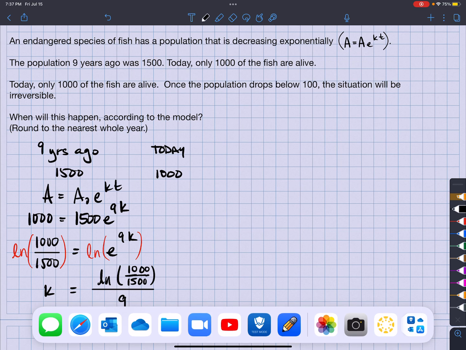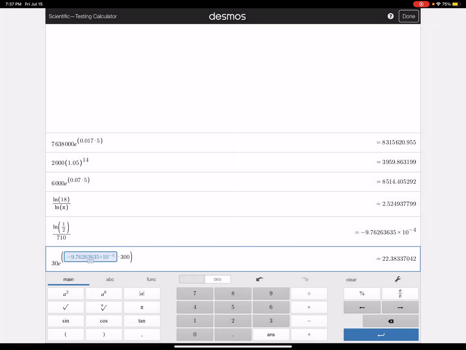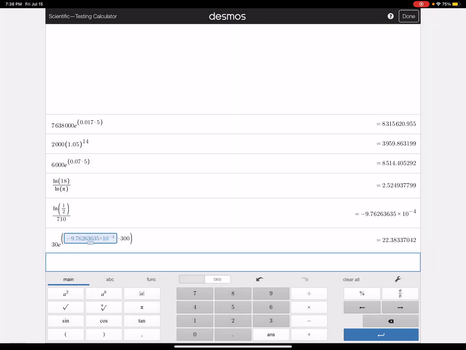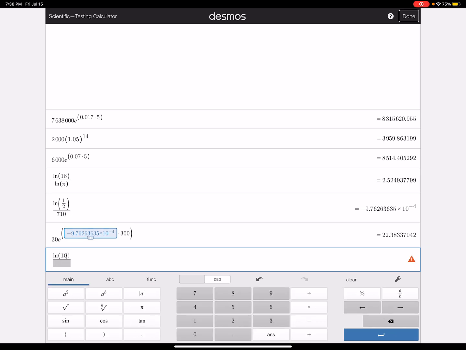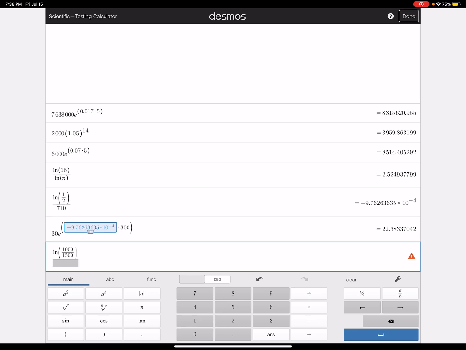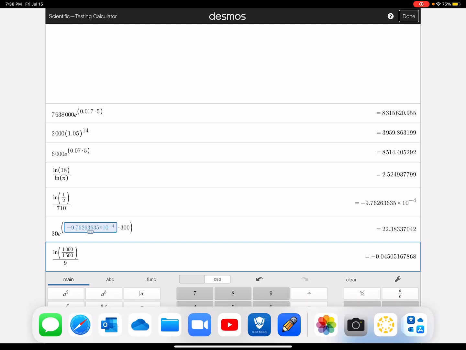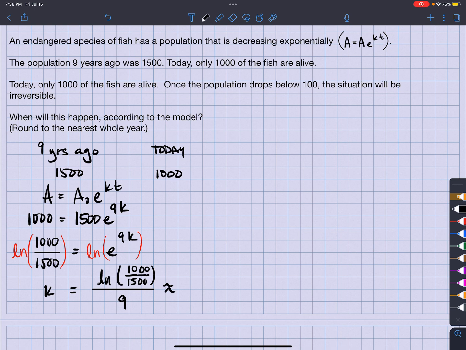If I plug that into the calculator, the top is the ln of 1,000 divided by 1,500, divided by 9. So there it is, negative 0.045. So k is about negative 0.045.